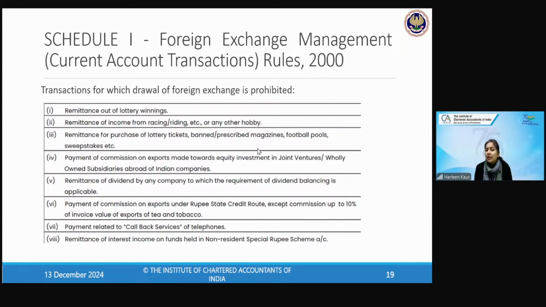Has he earned this income? It is just by luck that he is winning, either from racing, riding, or any other hobby that he has. He has won money because of that. So he is strictly prohibited. He is not allowed to. No transfer is allowed. Very good. Nobody can take the remittance out of lottery winnings. You cannot take this money outside India.